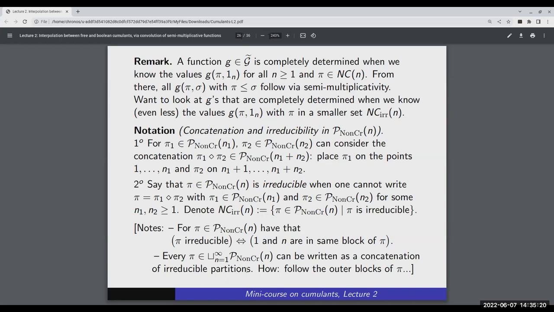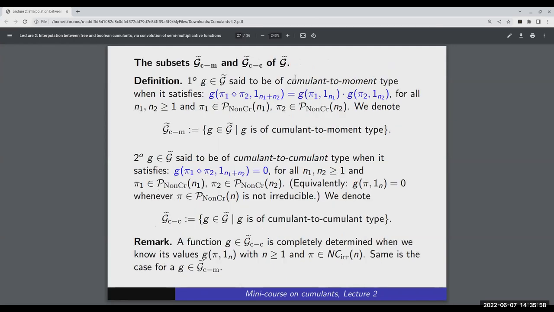On the other hand, if the non-crossing partition is not irreducible, it is going to have several outer blocks, and you can follow those blocks from left to right. Those outer blocks must sit next to each other. You follow them and fill them in, so to speak, and you get pi as a concatenation of irreducible partitions. So really this is a solid notion of irreducibility. Okay, and then I want to define some subsets of G twiddle.